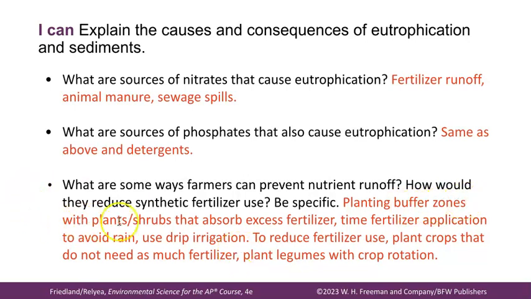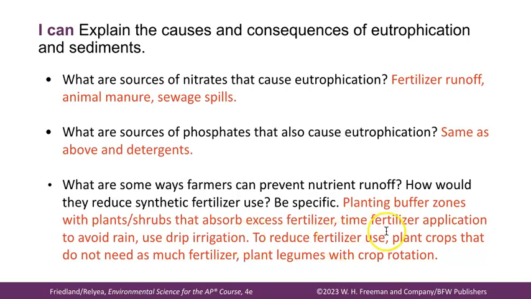Planting buffer zones with plants and shrubs that absorb excess fertilizer. So between the field and a body of water, you can plant some extra plants and shrubs that are really good at absorbing nutrients. Spray your fertilizer to avoid rain. So if it's going to rain, don't put fertilizer on. You can even do that at home. Don't fertilize your lawn when it's going to rain. Use drip irrigation so you have less water runoff.